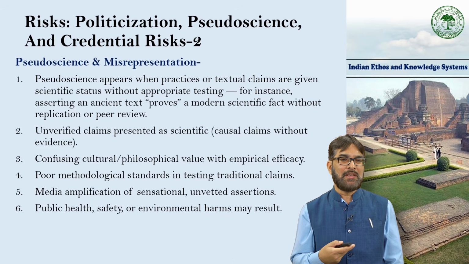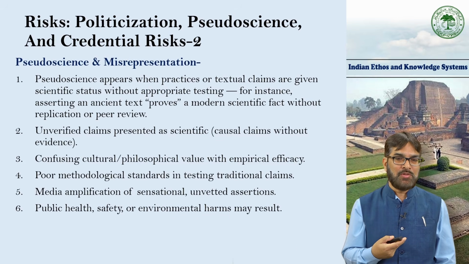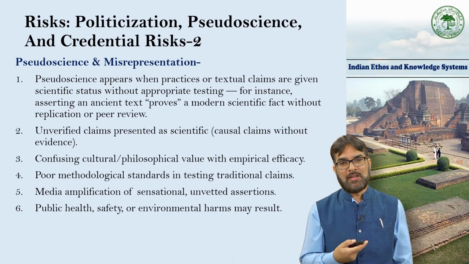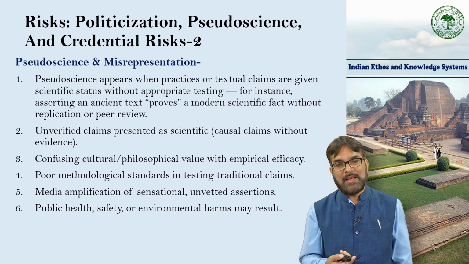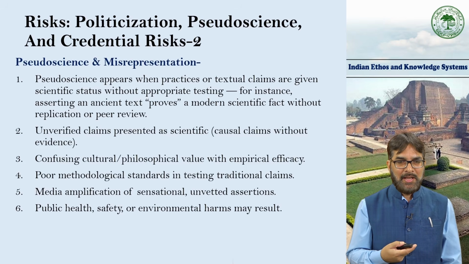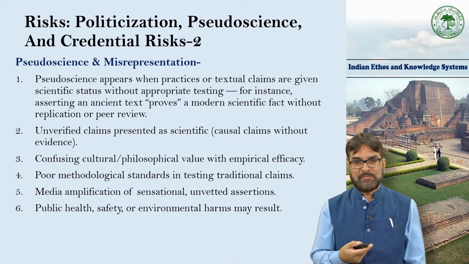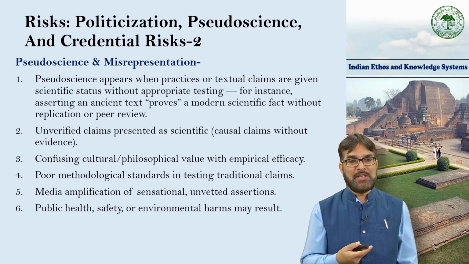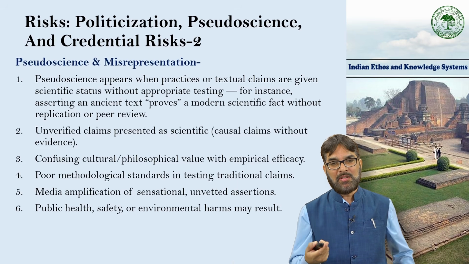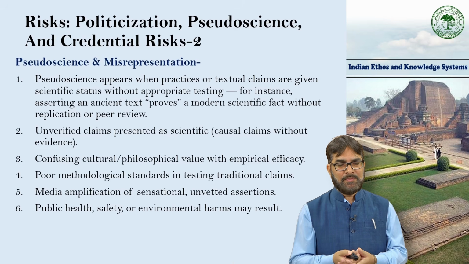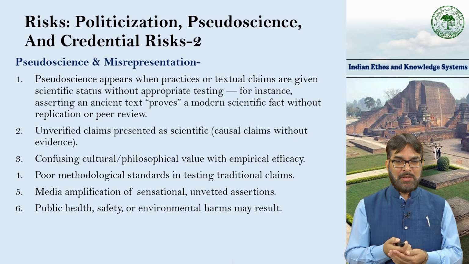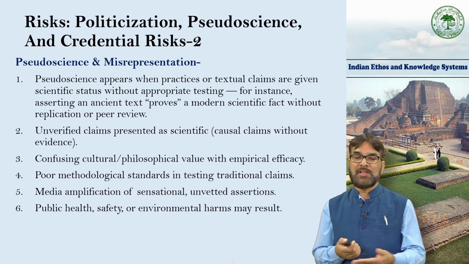Then another kind of risk may be realized as pseudoscience and misrepresentation. Pseudoscience appears when practices or textual claims are given scientific status without appropriate testing. For instance, asserting an ancient text proves a modern scientific fact without replication or peer review. Unverified claims are presented as scientific causal claims without evidence. Then there is confusing cultural and philosophical value with empirical efficacy, and poor methodological standards in testing traditional claims.